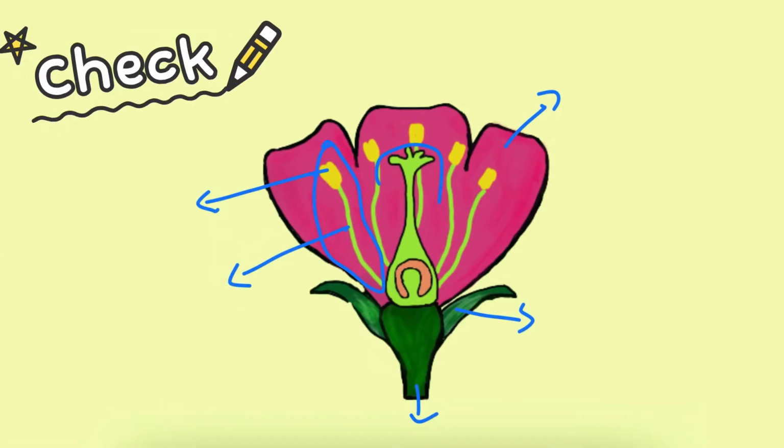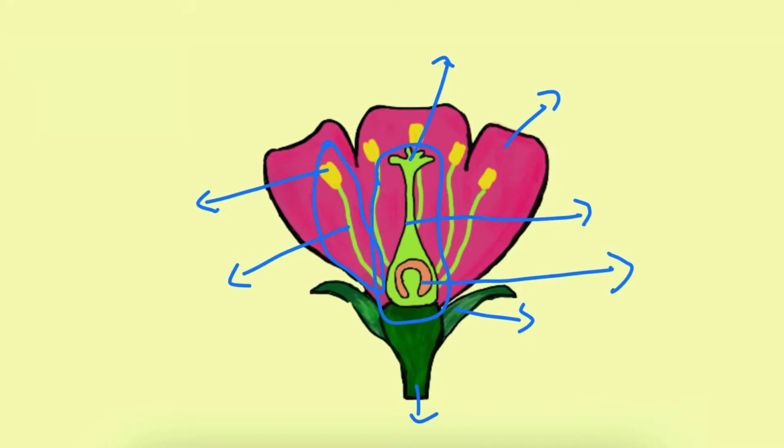How about the female part? Do you still remember the name? Pistil. And then this one, stigma, style, and this one is the ovary. Complete.